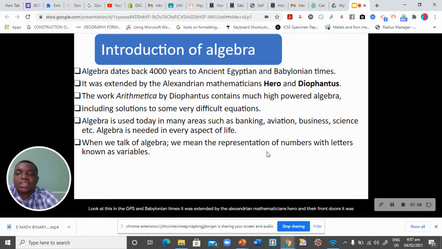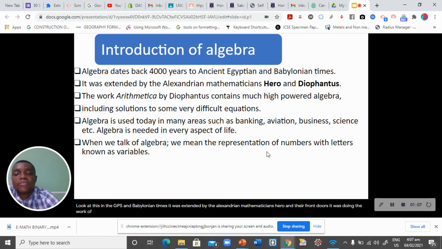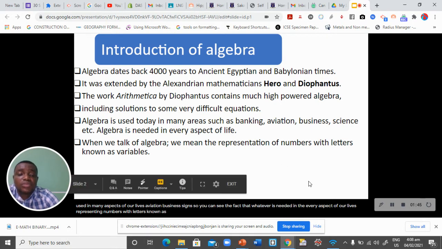It was doing the work of Arithmetica by Diophantus, which contained much higher powered algebra, including solution to some very difficult equations. Algebra, as we see today, is used in many aspects of our lives: aviation, business, science. So you can say algebra is needed in every aspect of our lives. When we talk of algebra, we mean representing numbers with letters known as variables.